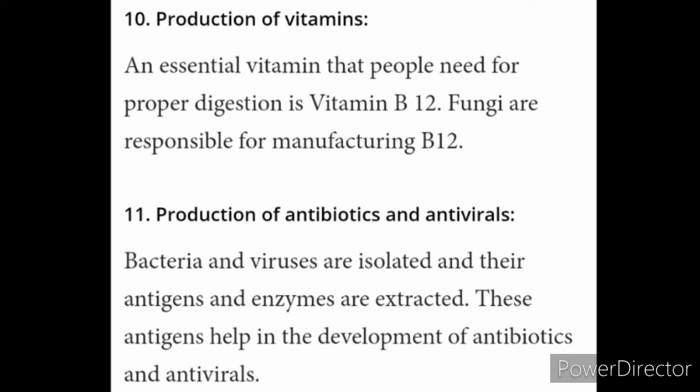Production of antibiotics and antivirals. Bacteria and viruses are isolated and their antigens and enzymes are extracted. These antigens help in the development of antibodies and antivirals.